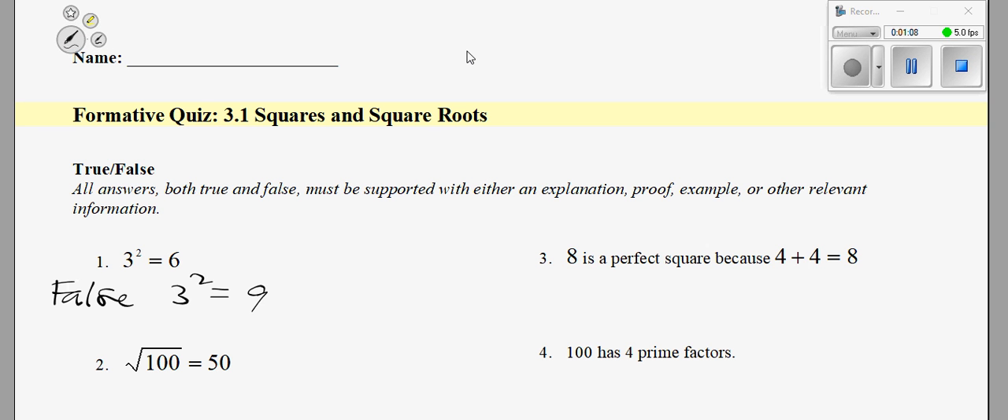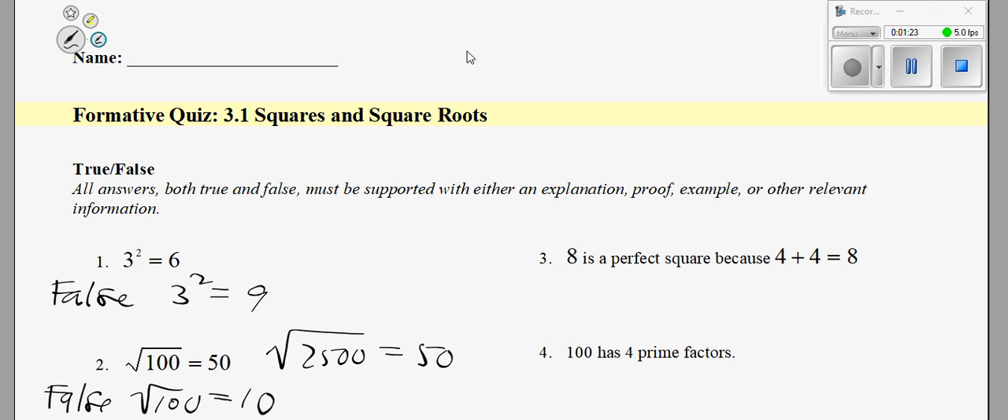Question number 2 says the square root of 100 is 50. That's also false. The square root of 100 is actually equal to 10. Or, if you were really sophisticated, the square root of 2,500 is equal to 50. Both of those answers are probably on somebody's paper. Did anyone say the square root of 2,500 is 50? Anyone go that way? You did? Outside the box thinking. I like it.